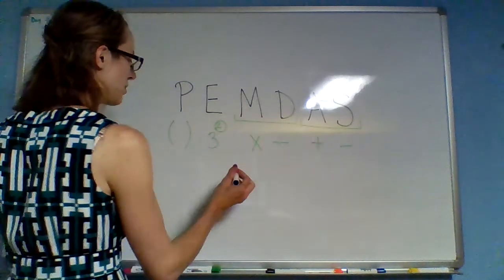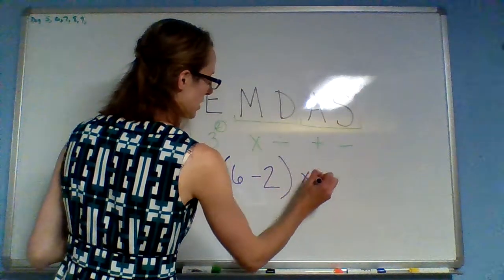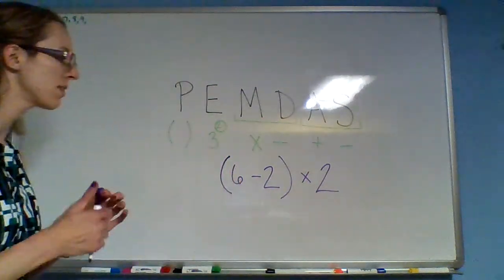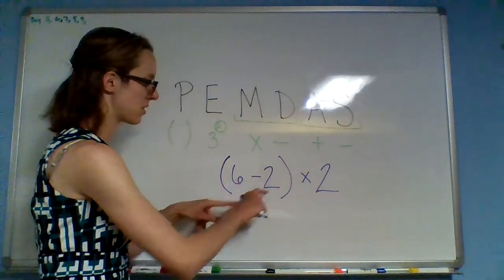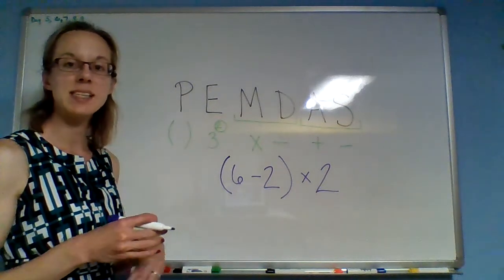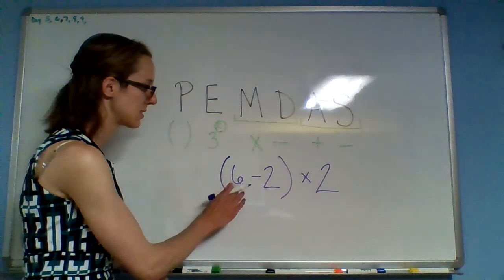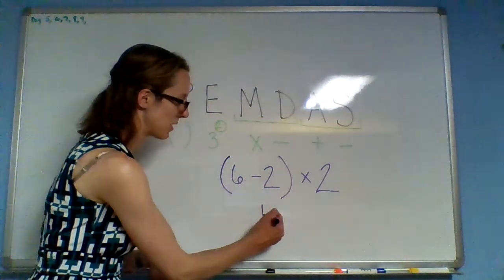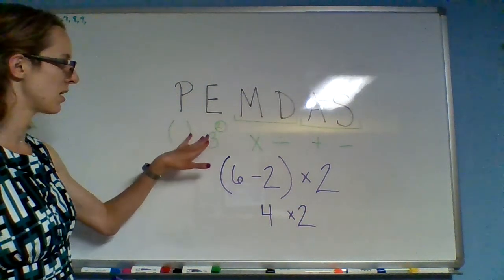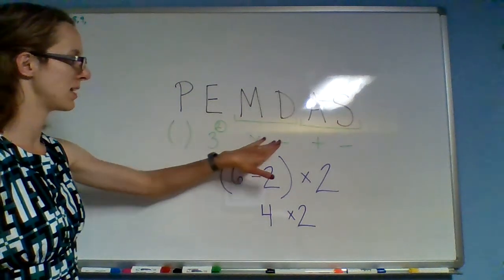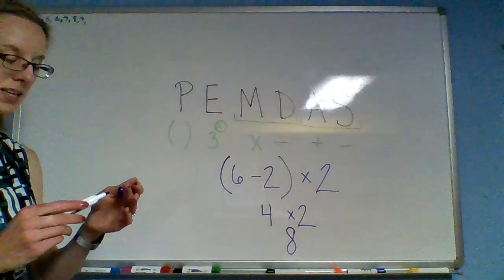So maybe my problem now says (6 minus 2) times 2. The first thing I always check for in my problem is parentheses. Because there's parentheses that are holding something together, I do what's inside the parentheses before I do anything else. So inside the parentheses is a 6 minus 2, which gives me 4. Now I look if there's other parentheses. Are there exponents? Now I look for multiply and divide. There is multiplication, so this problem gets me to 8.